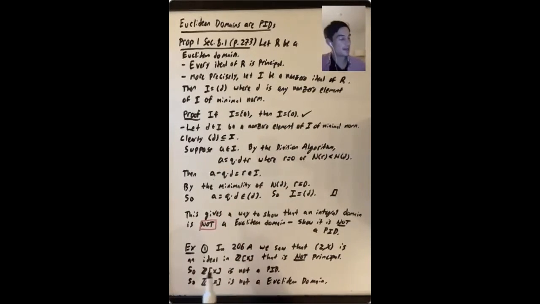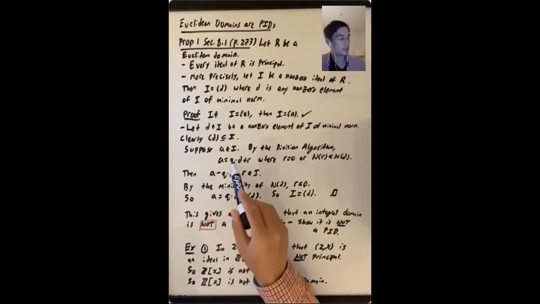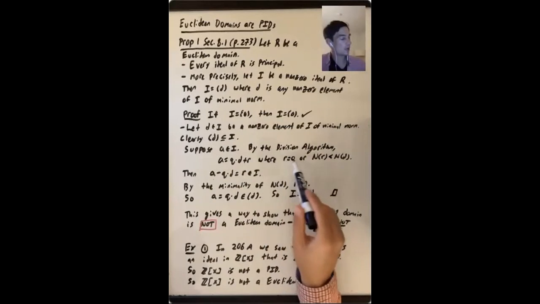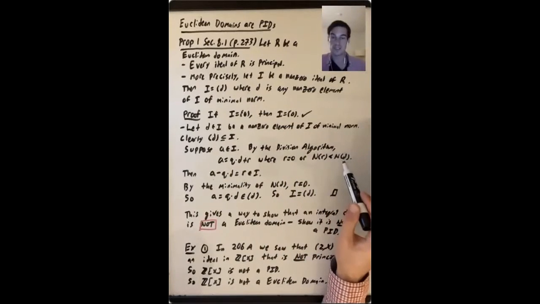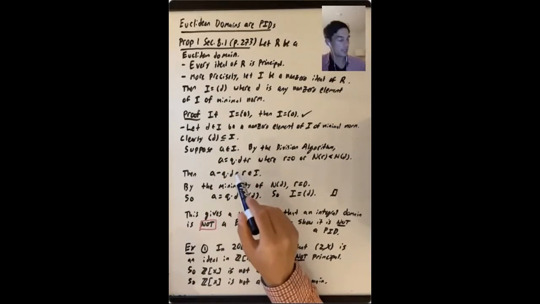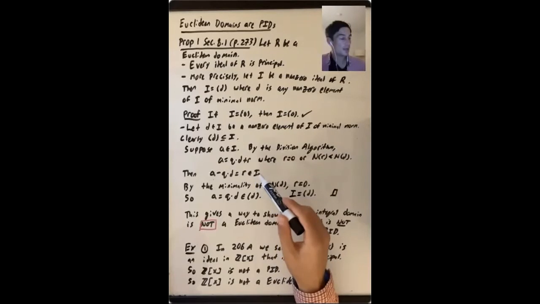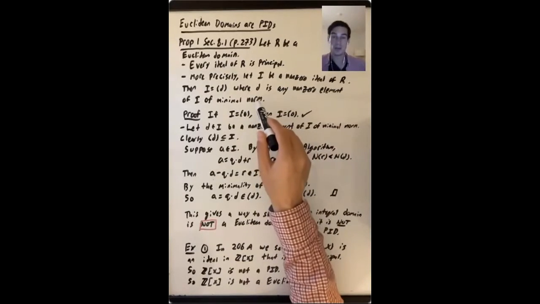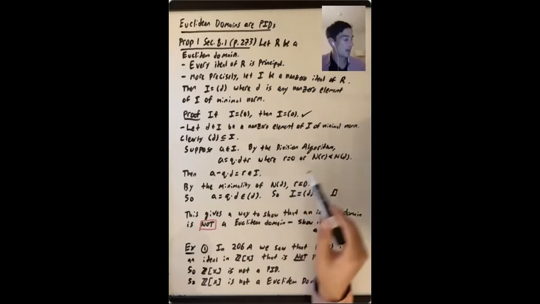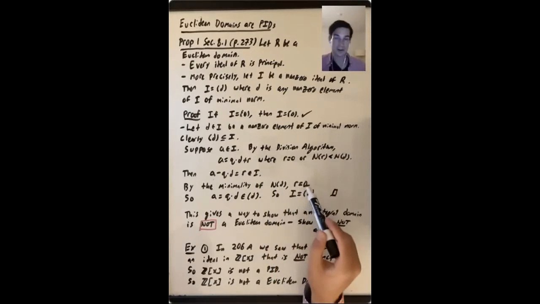So let's pick a in I. By the division algorithm, which we have because we're in a Euclidean domain, we can write a equals q times d plus r, where either r is 0 or the norm of r is less than the norm of d. Well, now a is in I and q times d is in I, so a minus qd, that's r, is also in I. But we assumed that d was a non-zero element of I of minimal norm, and r is some element in I whose norm is less than the norm of d. So that means r cannot be a non-zero element. So r is 0 by the minimality of the norm of d.